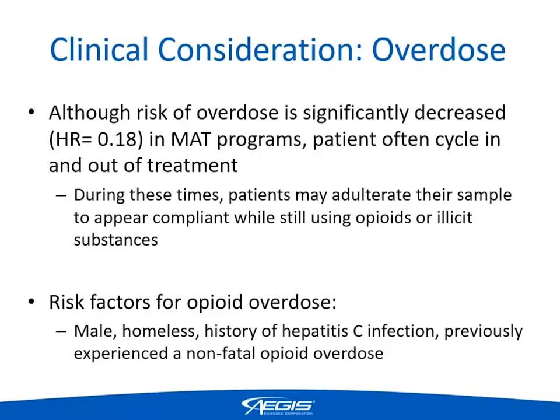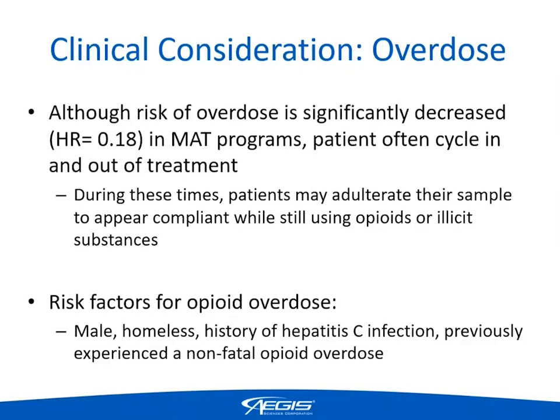those sort of cycles, it's certainly possible that patients may adulterate their sample during a routine monitoring test, such as in the two examples that we looked at. And this could either be to appear compliant with the medication regimen when they're using opioids or any other kind of illicit substances. What some of the research has shown is that there are some commonalities among patients who have higher risk for opioid overdose, and that includes male sex, patient that's homeless, has a history of hepatitis C infection, or had a non-fatal opioid overdose in the past.